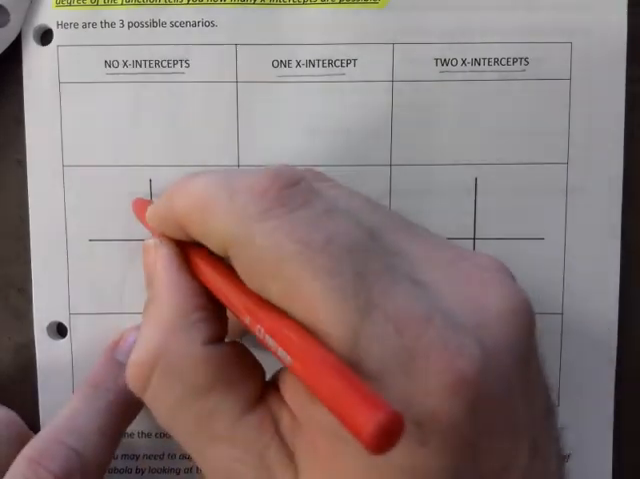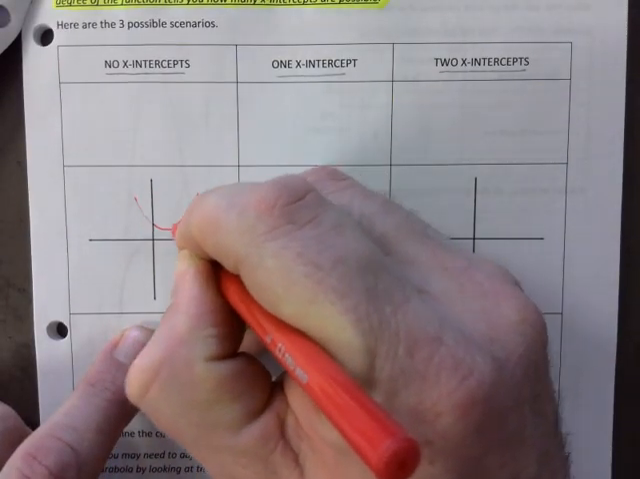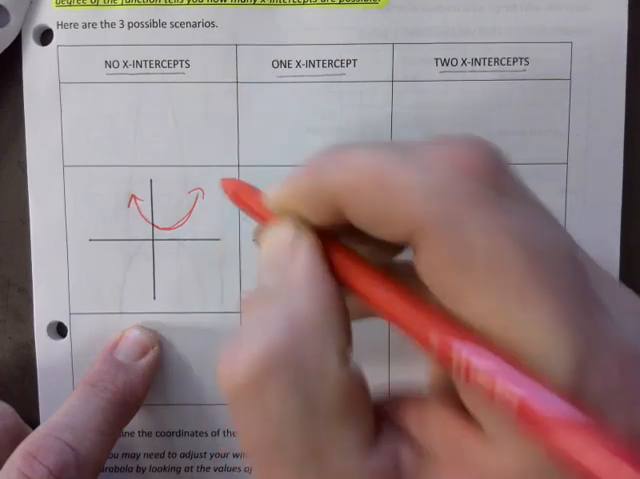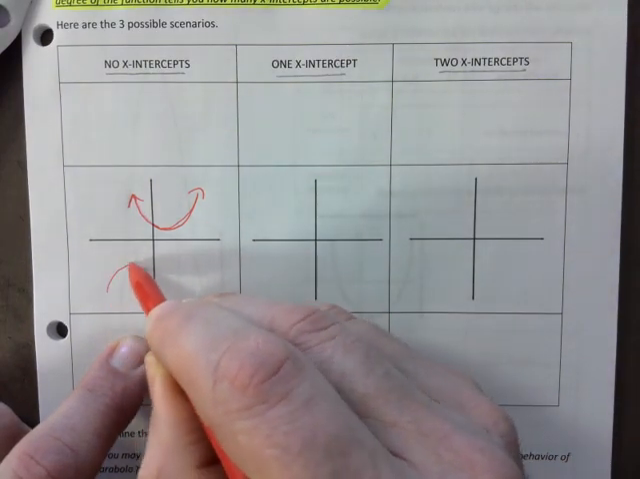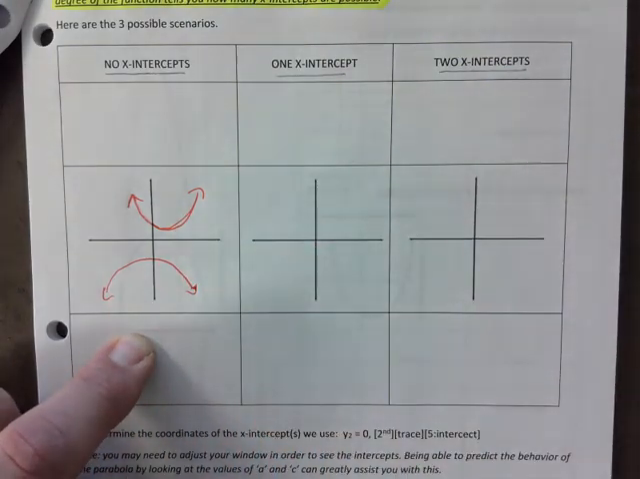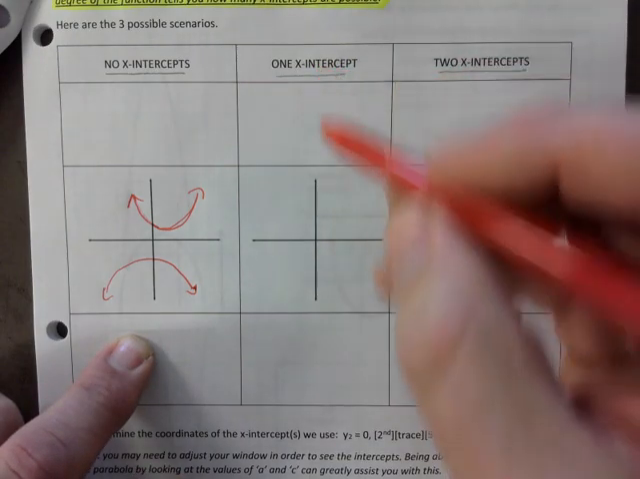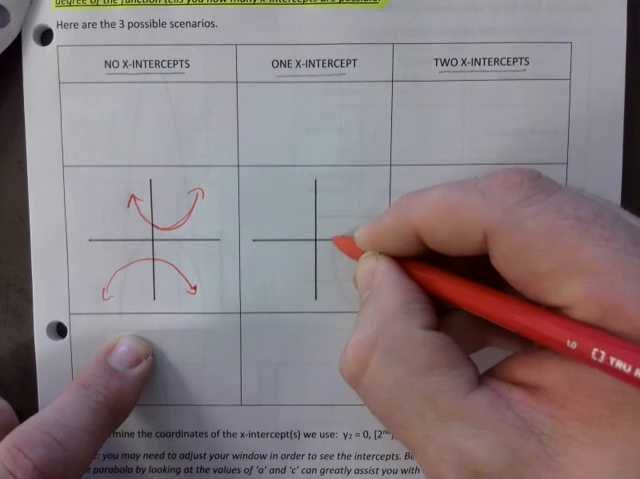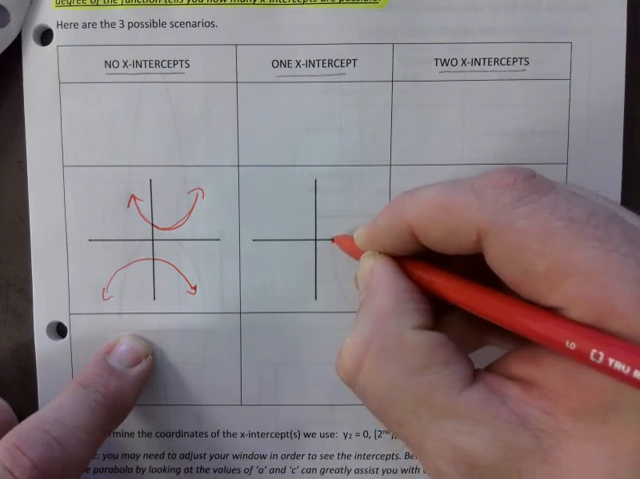No x-intercepts would just mean that the parabola does something like this. Right? It could go like that or like that. So either scenario just results in it never crossing the x-axis. 1 x-intercept is, listen to this one, when the vertex is sitting right on it.